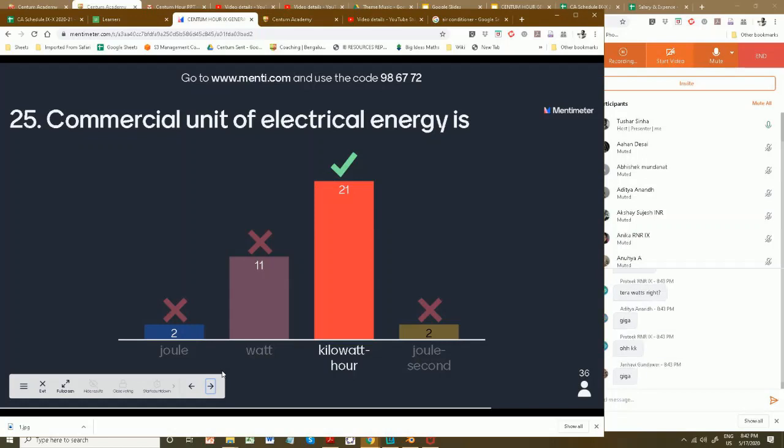So in 1 second, if need be, India can consume 4 into 10 to the power 11 joules of energy, the entire country. We usually consume around 1.5 into 10 to the power 11 joules of energy in 1 second, roughly.